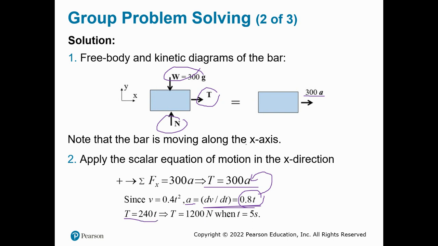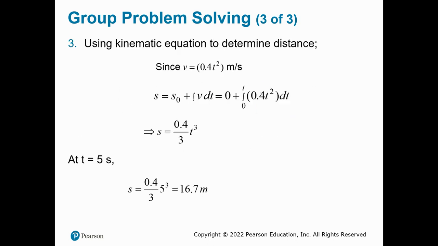Okay, and we know that time is 5 seconds. Plug in right here, we can get the tension at 5 seconds. That will be 1200 newtons. Keep going. Since velocity equals 0.4 t squared, we can take the integral to get our expression for position with respect to time. And again, we plug in the value of t equals 5 seconds. We can get our distance traveled, 16.7 meters.